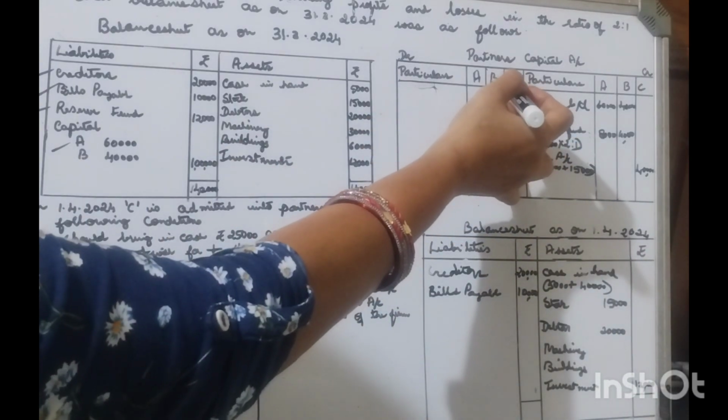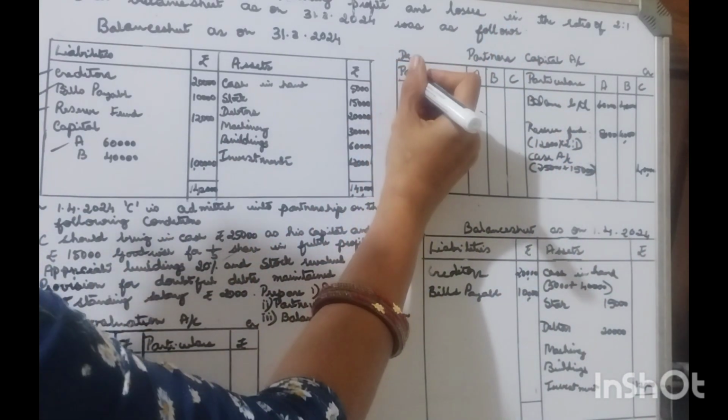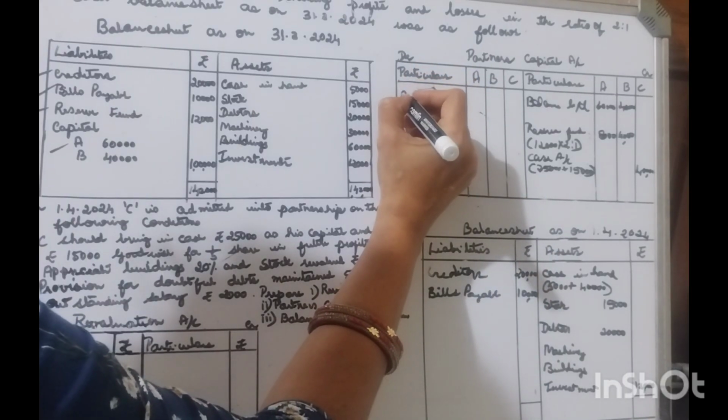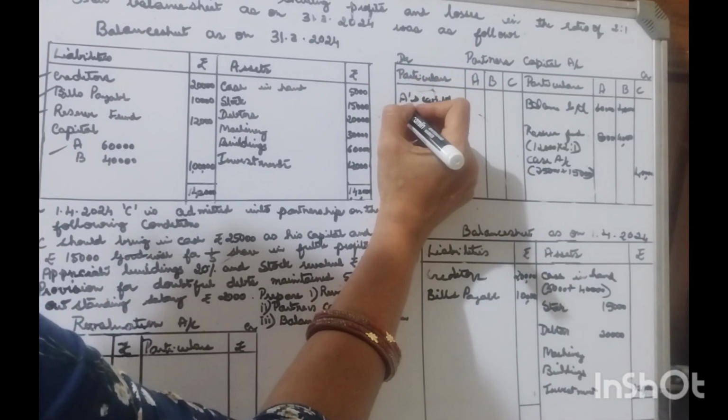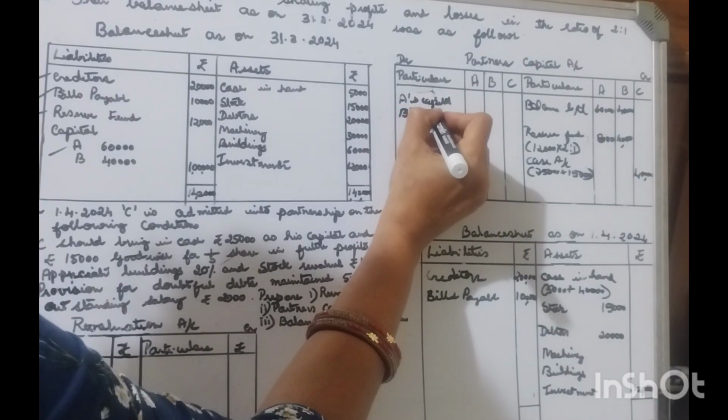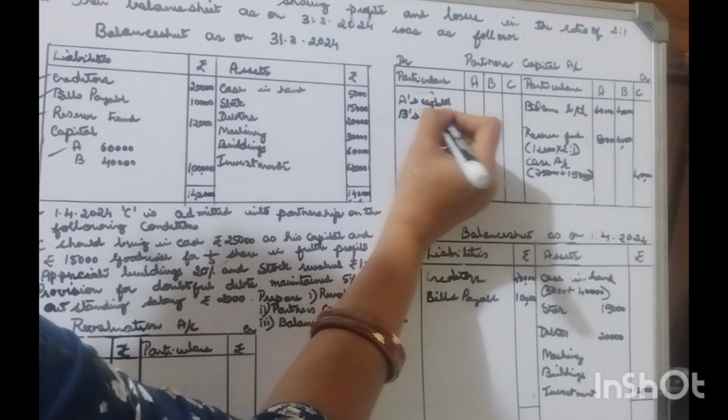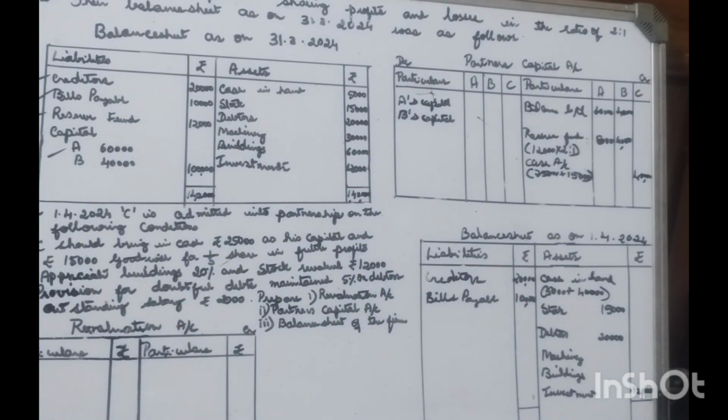So new partner's capital account debtor to old partners. So A's capital account as well as B's capital account. It has to be recorded under C's column. The amount of goodwill, that is 15,000.